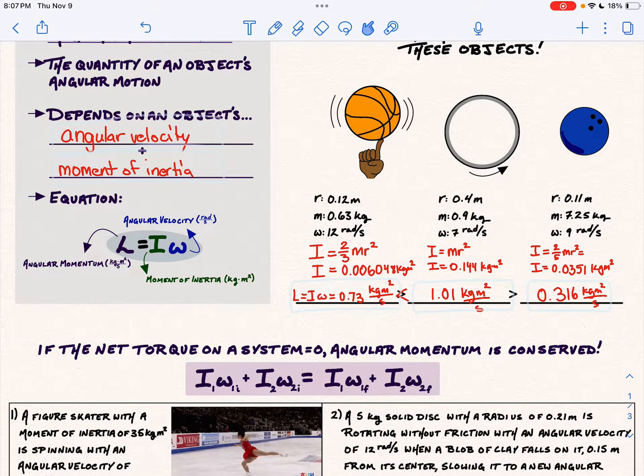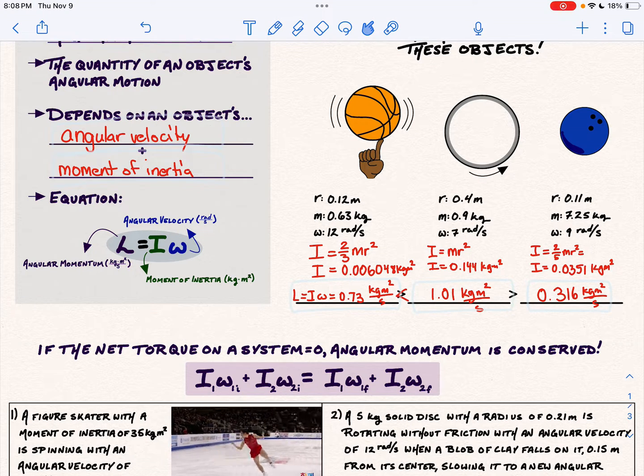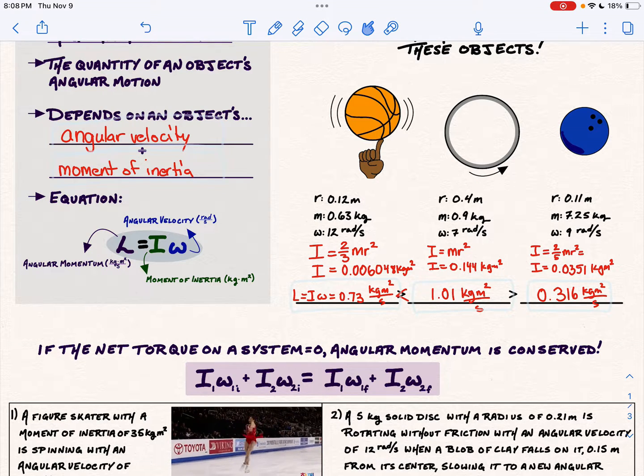Now, the first big idea in angular momentum is that if you have a system of objects or a system of particles and there is no net external torque on the system, angular momentum is conserved. The particles can be colliding with each other, but if nothing is causing external torques on the system, angular momentum is conserved. This is one of the four fundamental conservation laws of the universe.